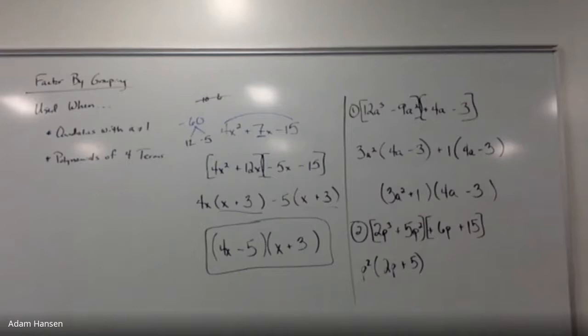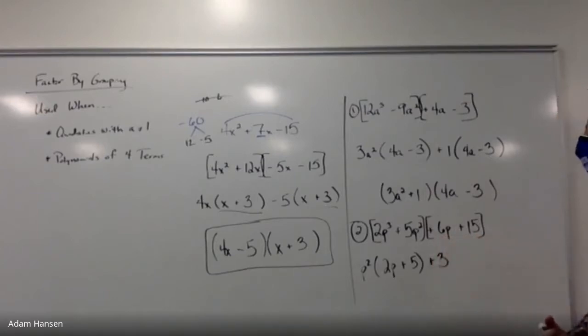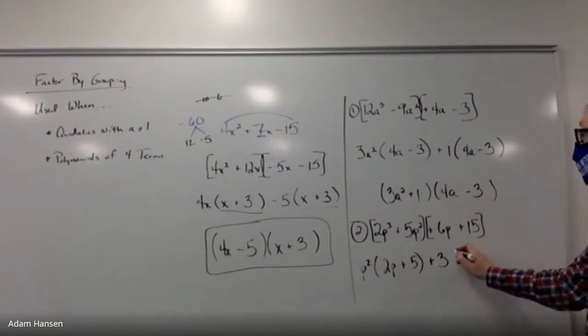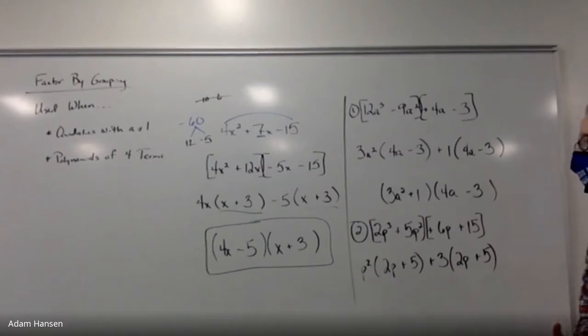Factor from the second set. 6p plus 15 have what common factor? 3's. 6 and 15 are both divisible by 3. Do we get the same 2p plus 5? Let's write our final answer.